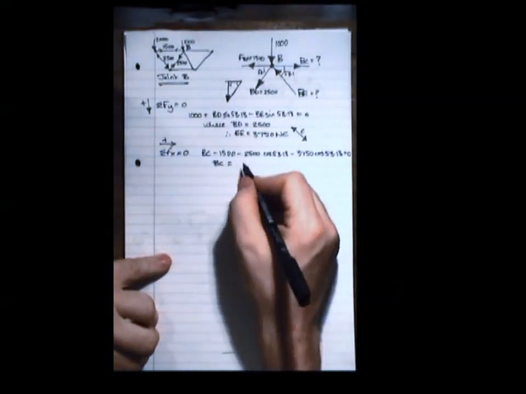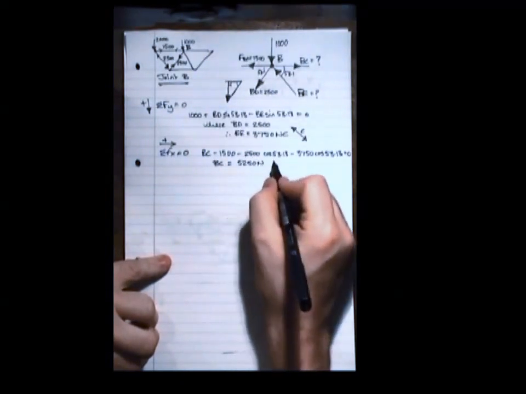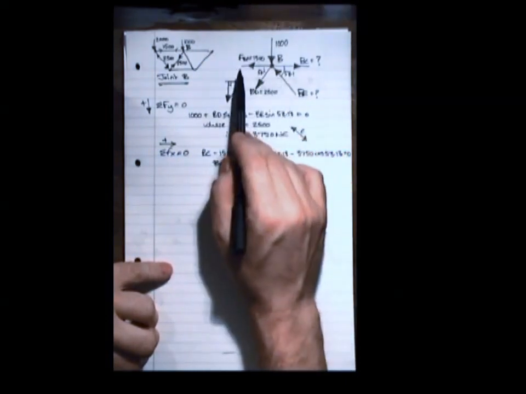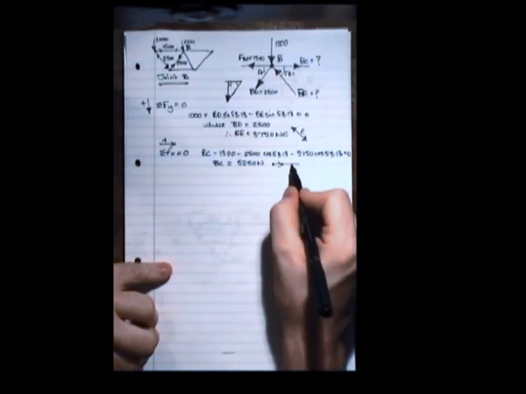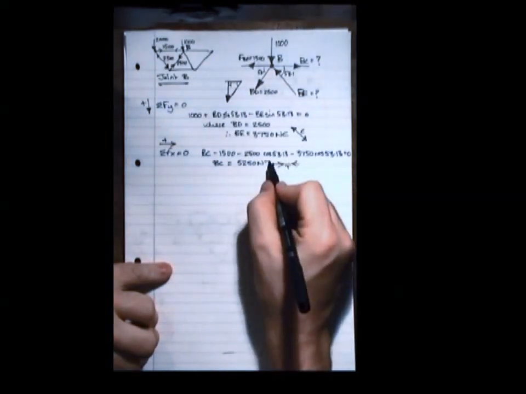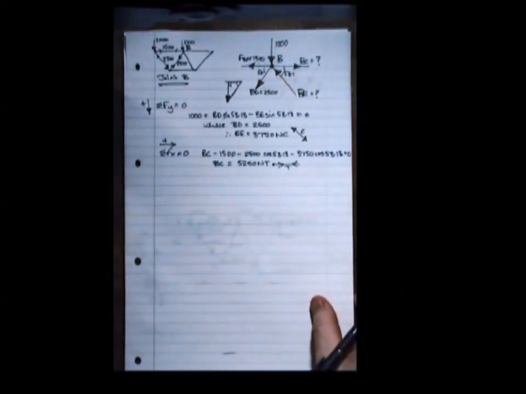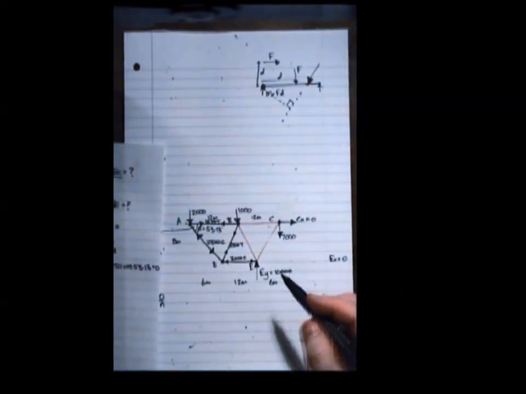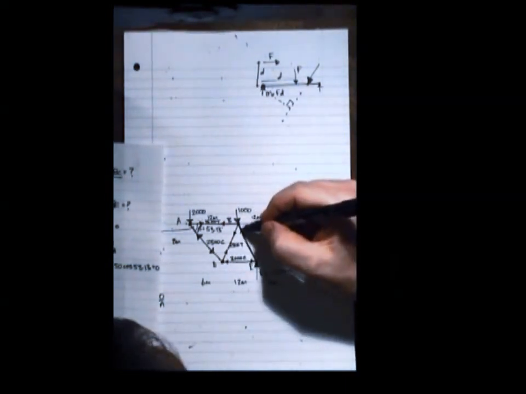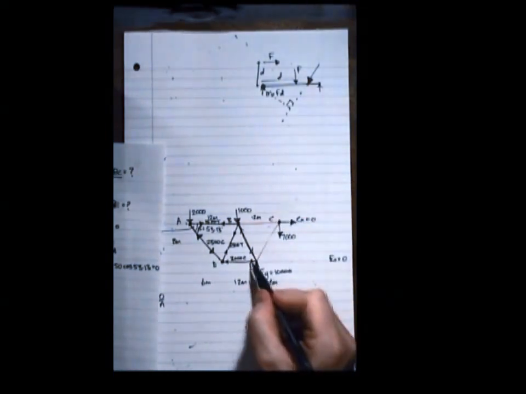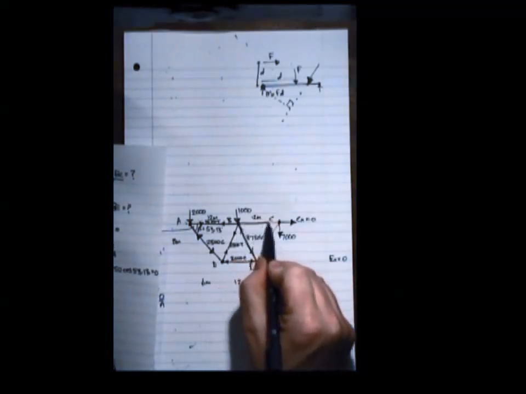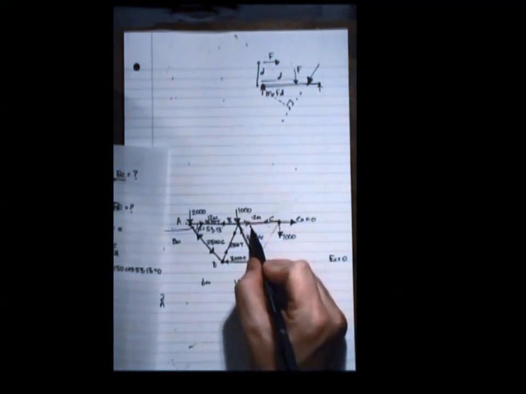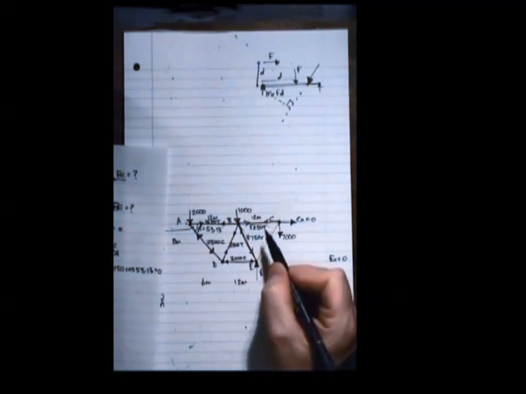Work it out, BC equals 5,250 newtons. We said that BC, the arrow is pointing away from the node, so it's pointing inwards, tension. So we'll draw these on to our diagram. So we've got BE pointed outwards, 3,750 C. We've got BC, just worked out that it's pointing inwards, that's 5,250 in tension.